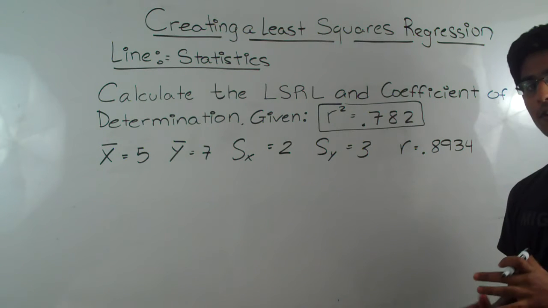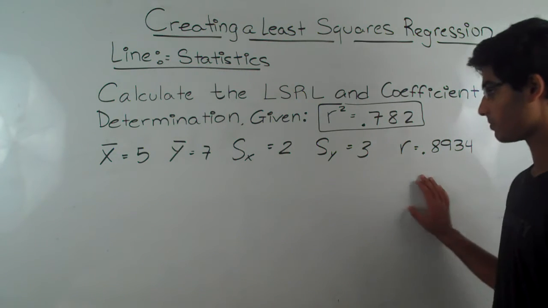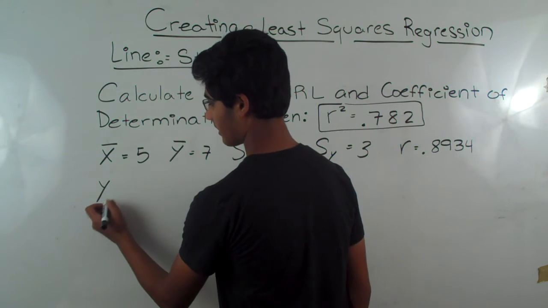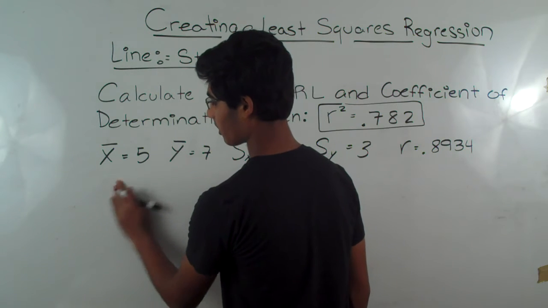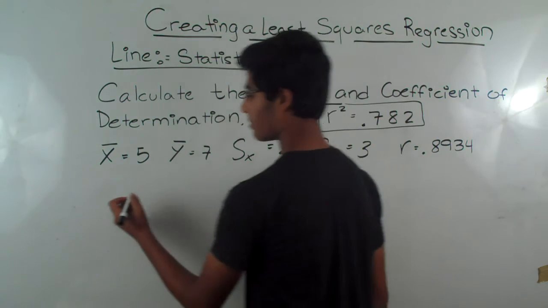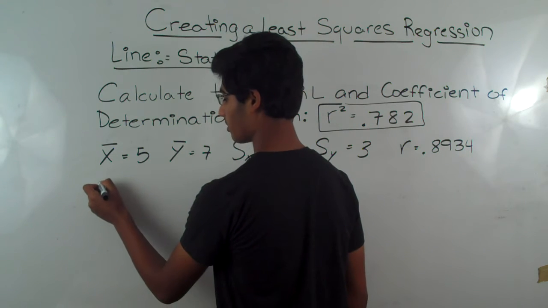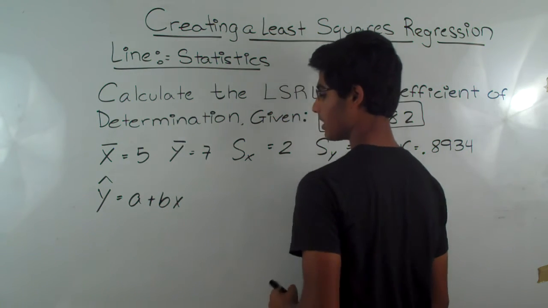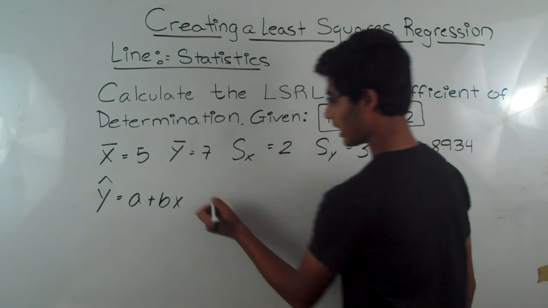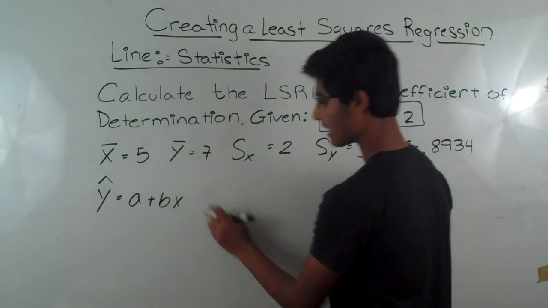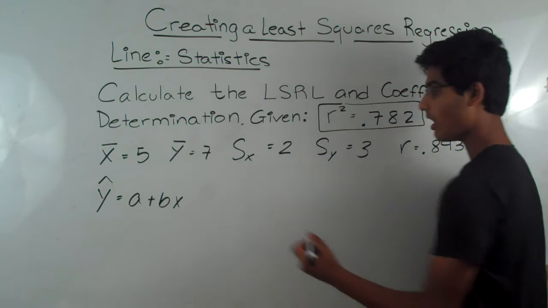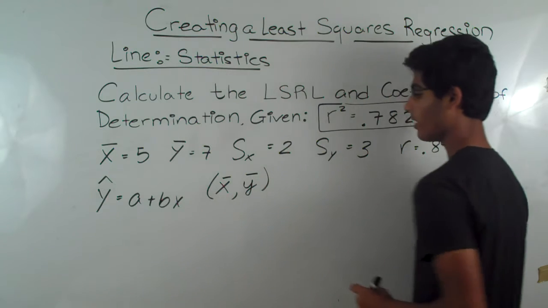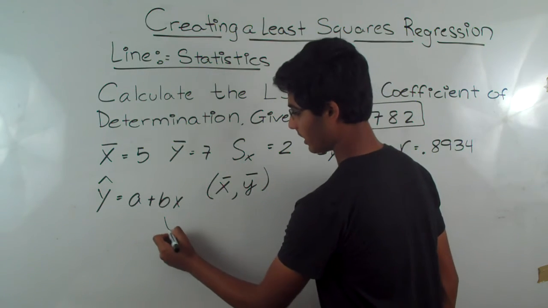So before we dive in, let's figure out how to find it, given these terms. So we know that the least squares regression line is a linear line, and we know the form of this line is y hat is equal to a plus bx. Now there are a few things. Well, we know that the least squares regression line must go through x bar, y bar. So that's one point that we're given. And we know how to find the slope b.